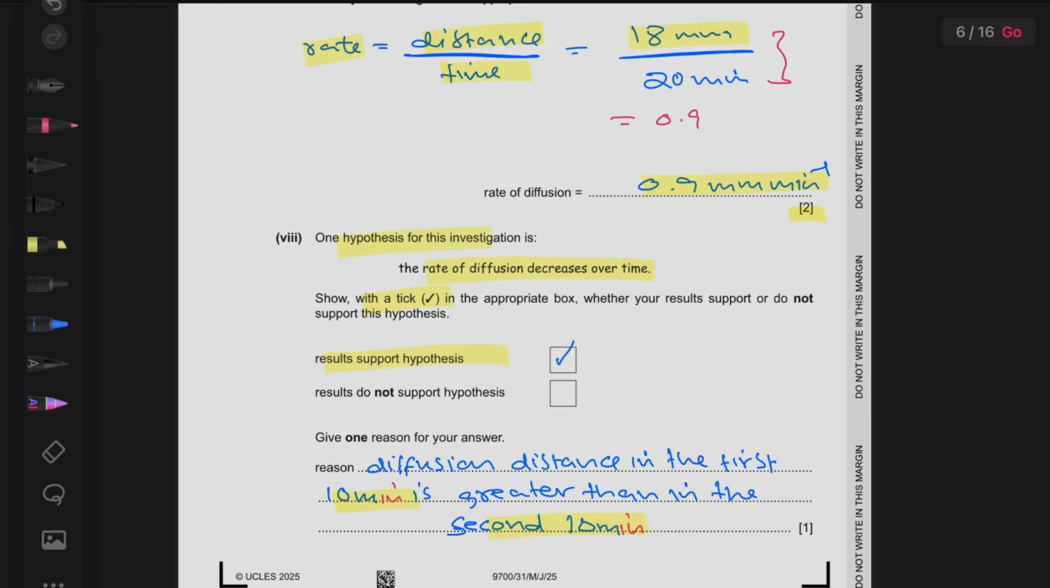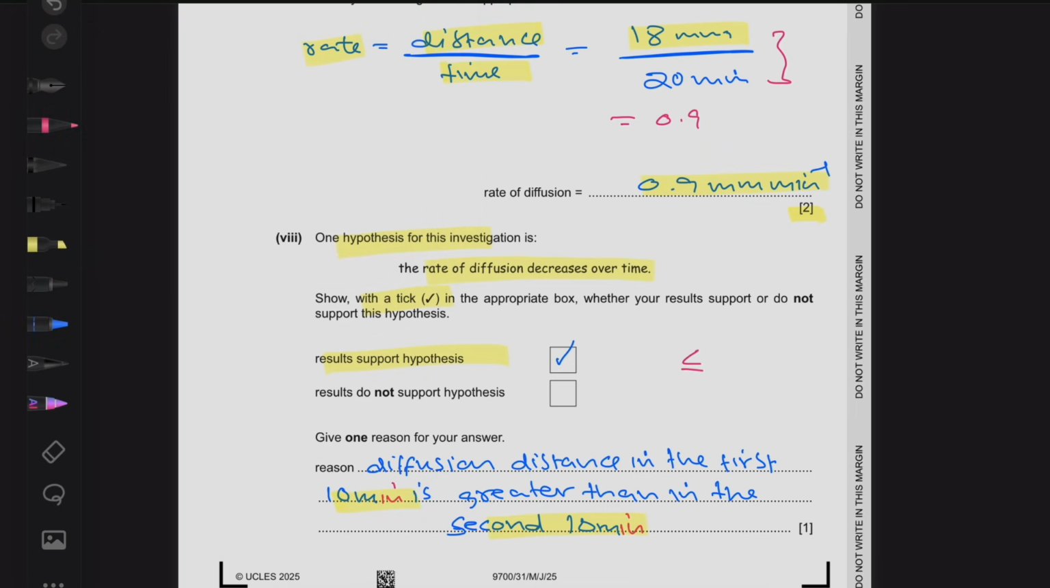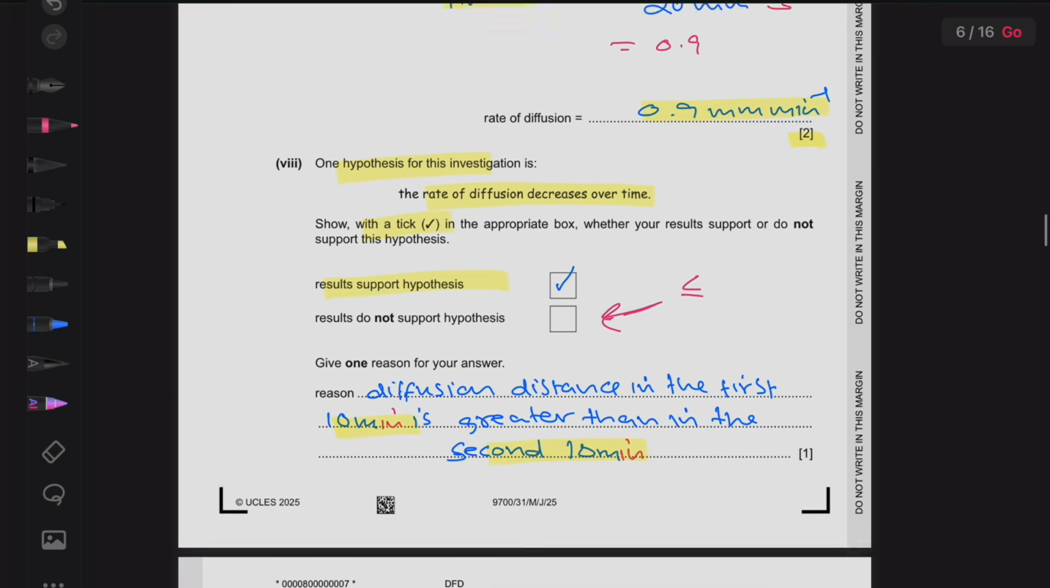Right, if your results do not support the hypothesis, let's say the diffusion distance in the first 10 minutes, for example, was less than or equal to the diffusion distance in the second 10 minutes, then you would say, oh, my results do not support, and that's completely fine, because 20 minutes isn't that much time, so it might not have decreased in that time.